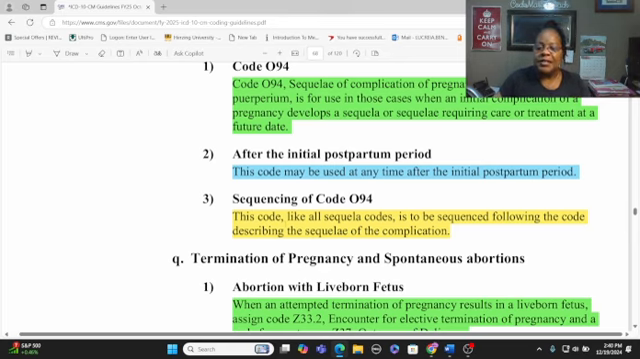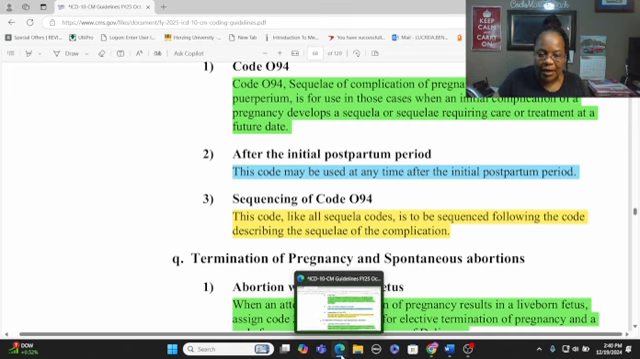And in sequencing, this code, like all sequela codes, is to be sequenced following the code describing the sequela of the complication. So whatever the problem is today, whether it's that perineum prolapse, that's what they have today. You'll code that first and then identify it as a sequela of a previous traumatic laceration. Okay? So your sequela code is always second. But first you identify what occurred or what's happening today.